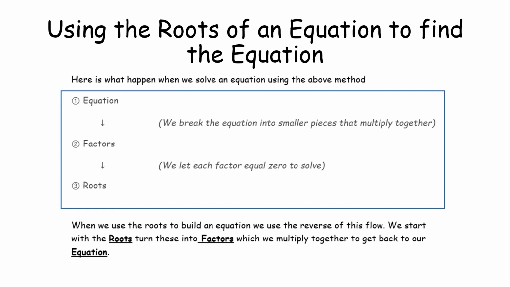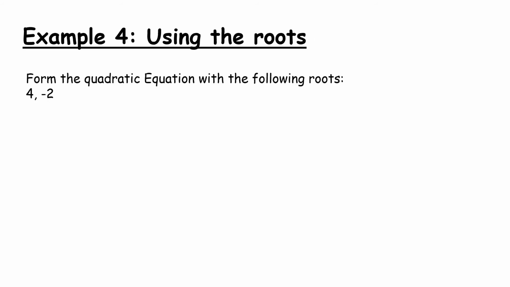So let's see this example in action. Form the quadratic equation with the following roots, 4 and minus 2. So the first step in any question is to write the roots like we would see it at the end of a question asking us to solve. And that is x equals 4, x equals minus 2. Let's keep track of what we have. These are our roots. So remember, we're working backwards.